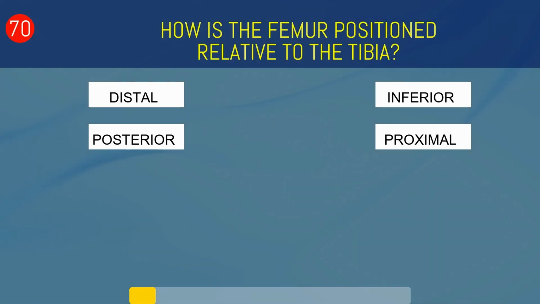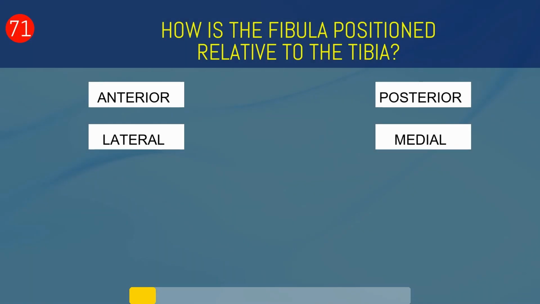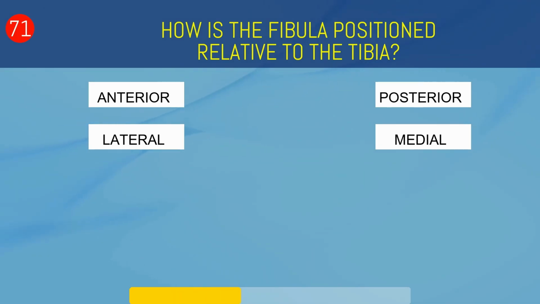Proximal. How is the femur positioned relative to the tibia? Distal, posterior, inferior, or proximal? Proximal. How is the fibula positioned relative to the tibia? Anterior, lateral, posterior, or medial?